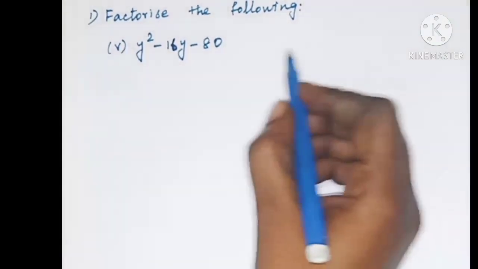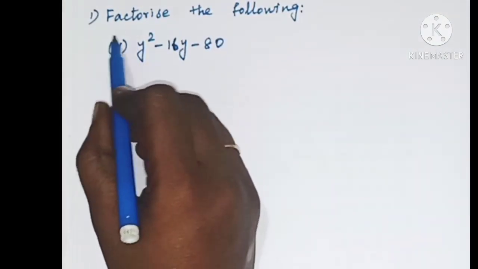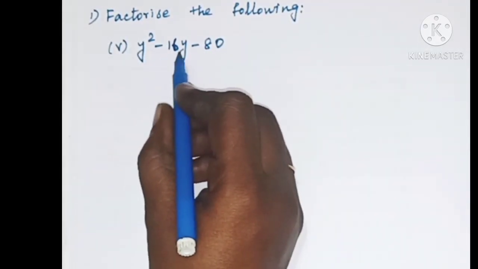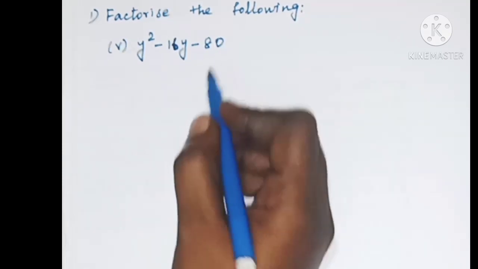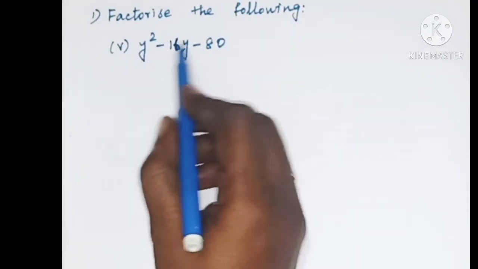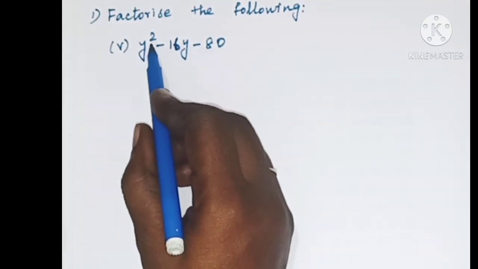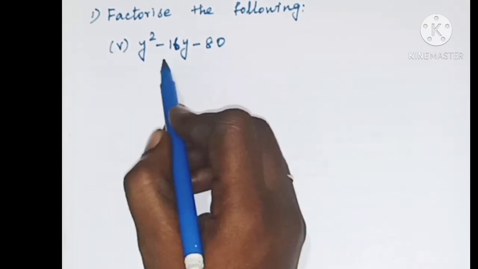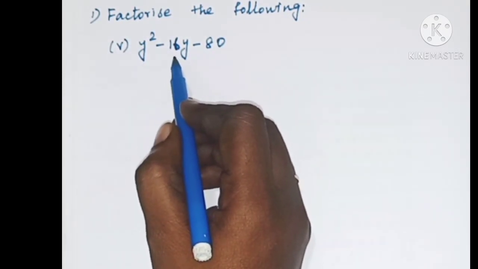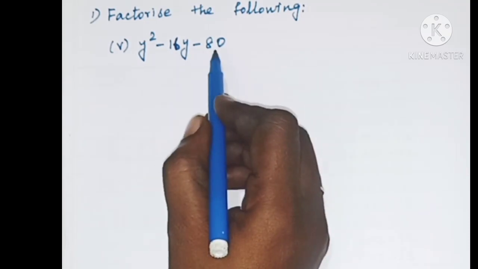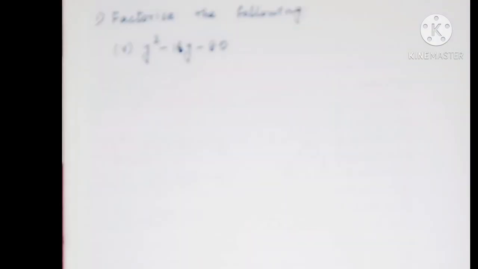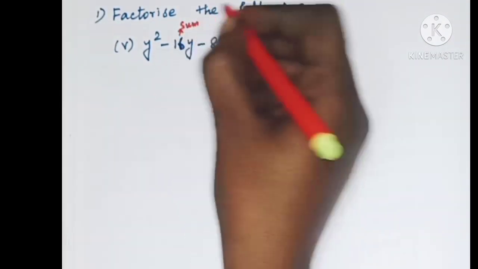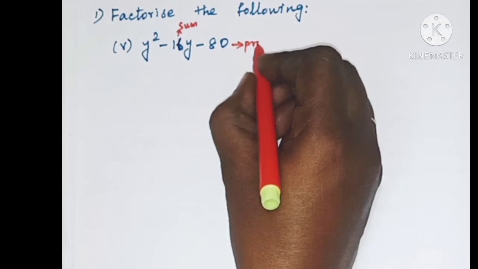Exercise 3.6. First sum, fifth subdivision. Factorize the following. Fifth subdivision is y square minus 16y minus 80. So this is the quadratic equation because we have the degree 2 here in this expression. We have three terms in this expression, and we should take the middle term as sum and the constant term as product. So 16 is the sum and this 80 is the product.